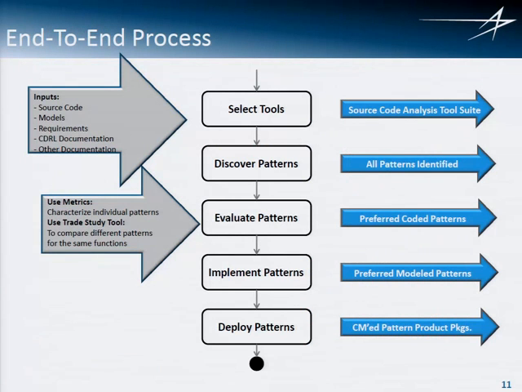Okay, so after we select all the tools and capability, how are we going to go about identifying patterns? So this is the process that we created. We first gather a bunch of different inputs, which include source codes, software model requirements, and any other documentation from programs so that we can understand the software a little better.